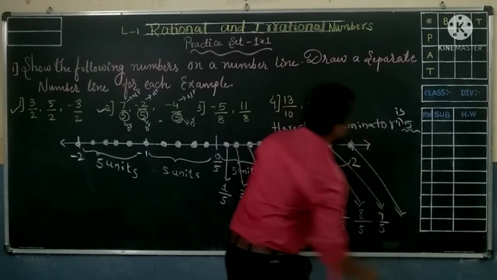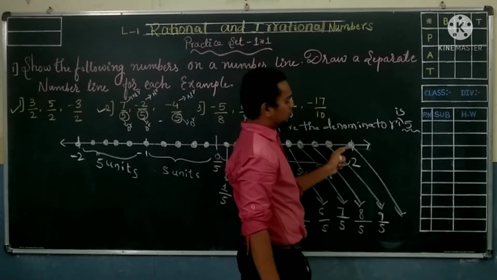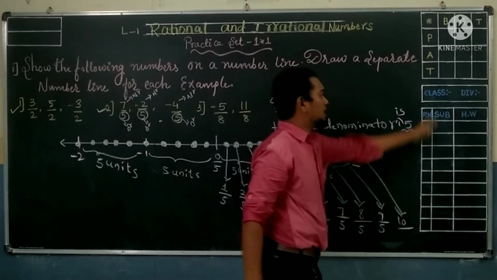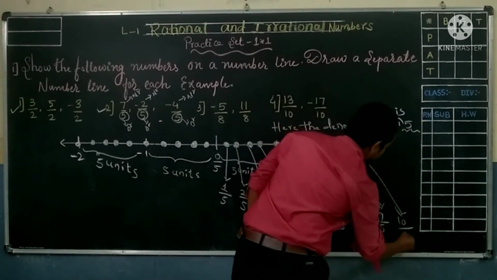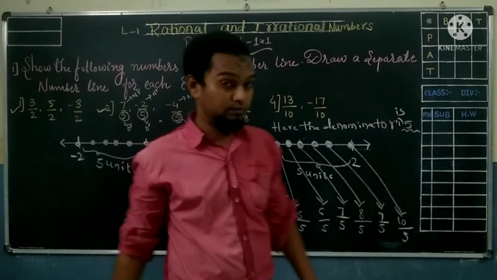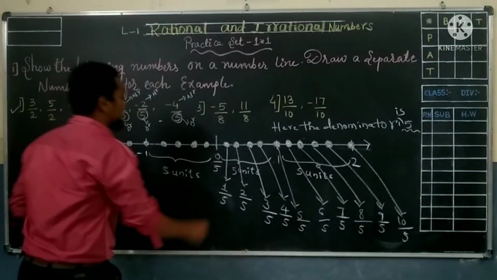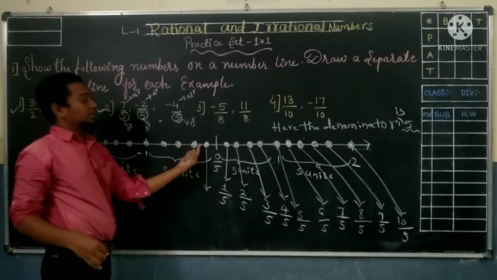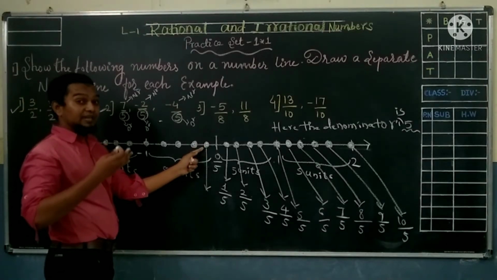Here this one, the number point 2 is 10 point. 10 means upon 5, here the denominator is 5. In left hand side also. Here this is the first point. First means this point is in left hand side.